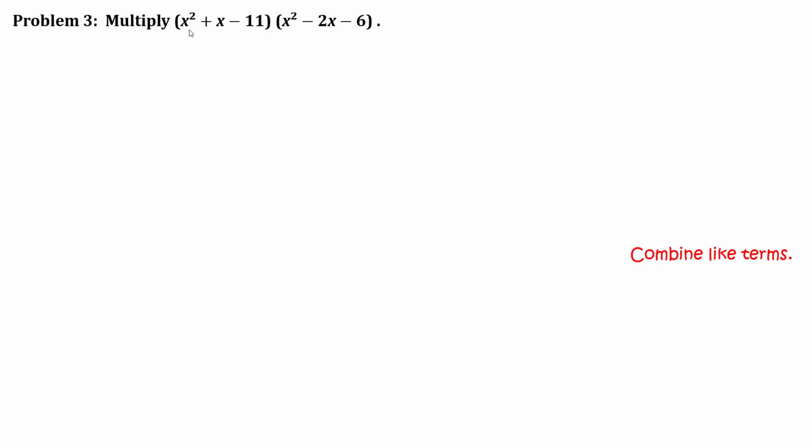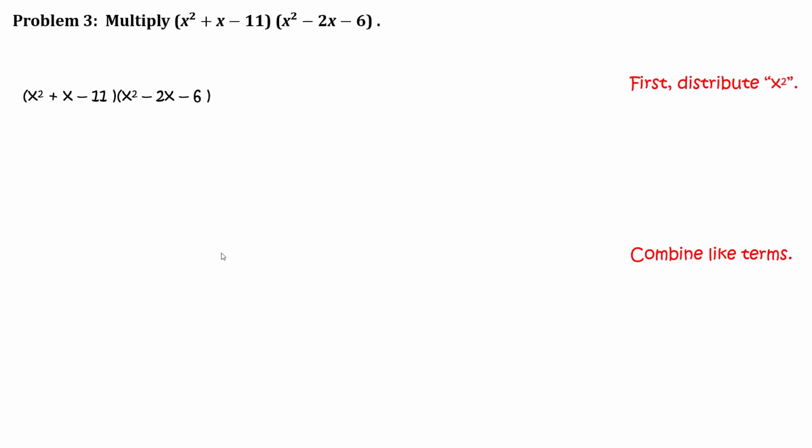We're being asked to multiply the quantity x squared plus x minus 11, or a trinomial, 3 terms, by the quantity x squared minus 2x minus 6, or another trinomial, another 3 terms. I'm going to start by writing out the problem. I'm going to use the same process as before. I'm going to first distribute the x squared, then distribute the x, and then distribute the 11. So I'm going to have 9 terms written out here.